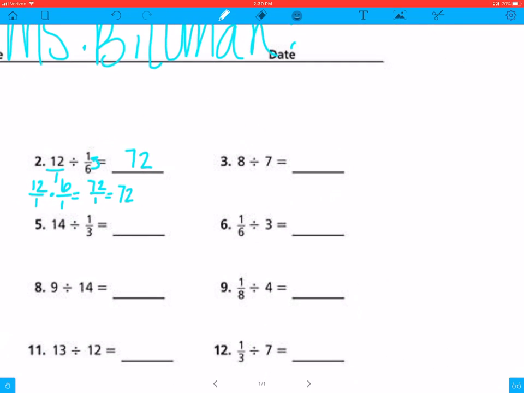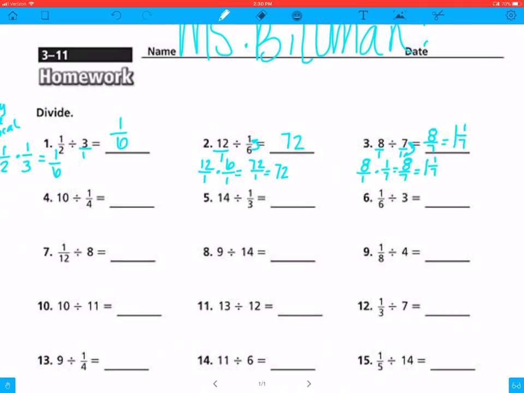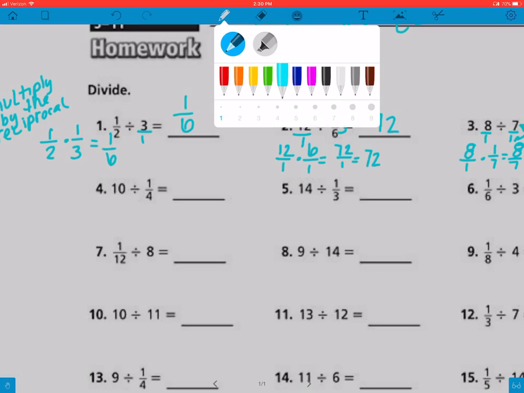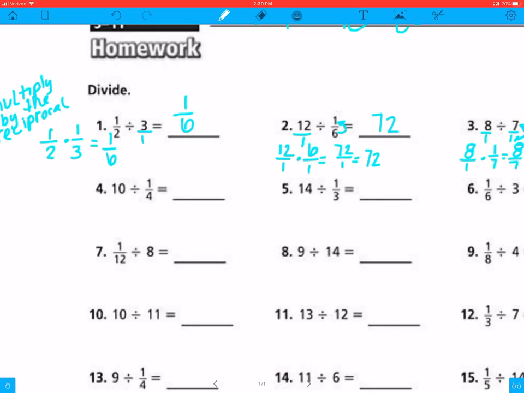Now, when I do 8 divided by 7, I'm going to write it as 8 over 1 multiplied by 1 over 7, which is equal to 8 over 7, which, because each fraction is like its own mini division problem, I could have originally just written 8 divided by 7. But let's write it as a fraction, and I can write 1 whole, and then 1 1/7.